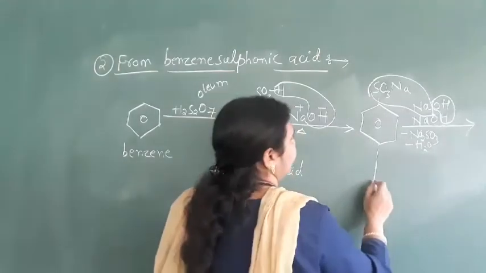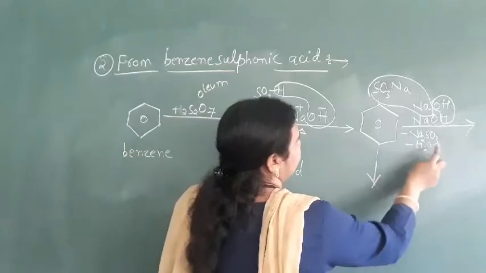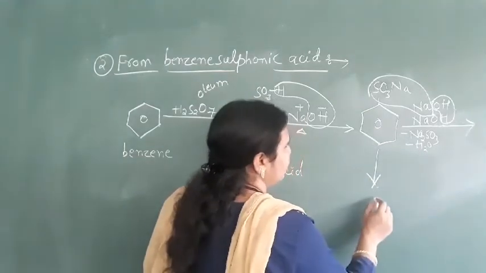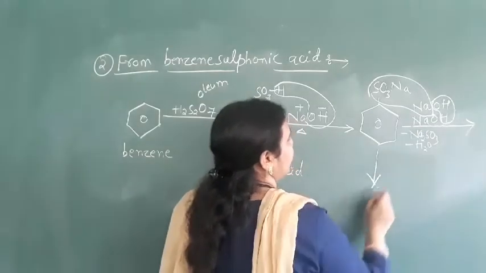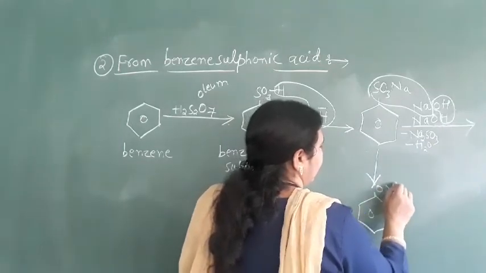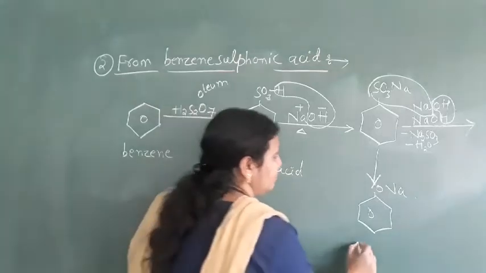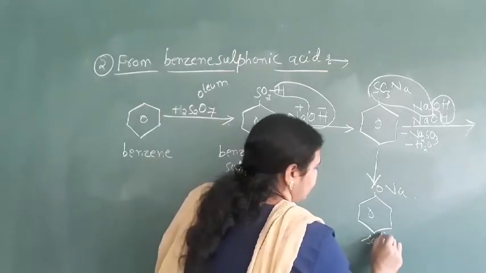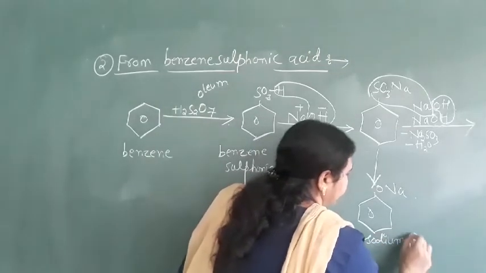Okay, so here, what are we removing? Minus Na2SO3 and minus H2O. What remains here? ONa. This ONa will join here. Okay, ONa. What is this one? This is sodium phenoxide. Sodium phenoxide.